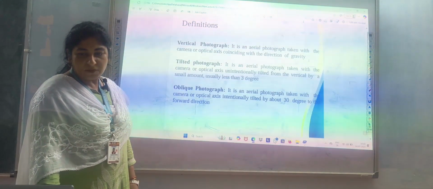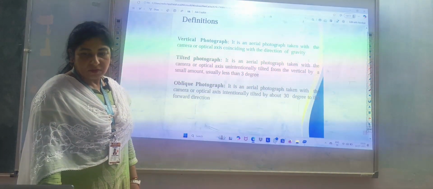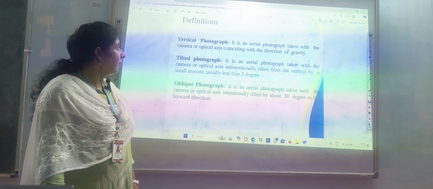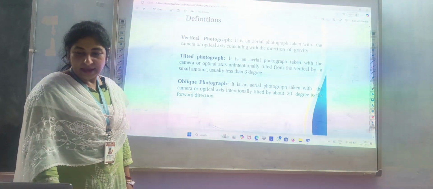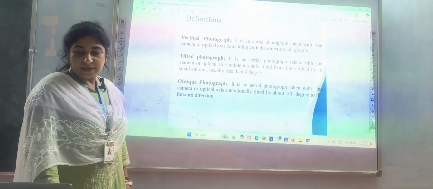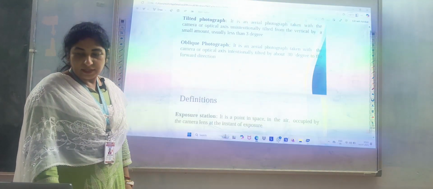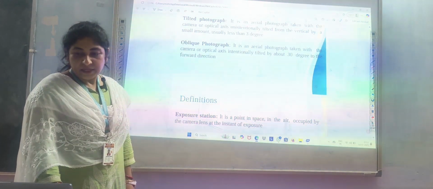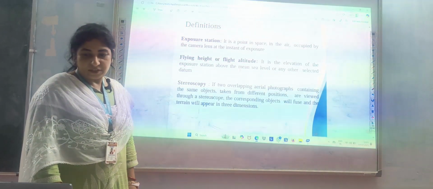What are the definitions of vertical photograph, tilted photograph or oblique photograph? First, we know the vertical photograph. It is an aerial photograph taken with the camera or optical axis unintentionally tilted from the vertical by a small amount, usually less than 3 degrees. Next one is oblique photograph. It is an aerial photograph taken with the camera or optical axis intentionally tilted by about 30 degrees to the forward direction. Now we are knowing the definitions.